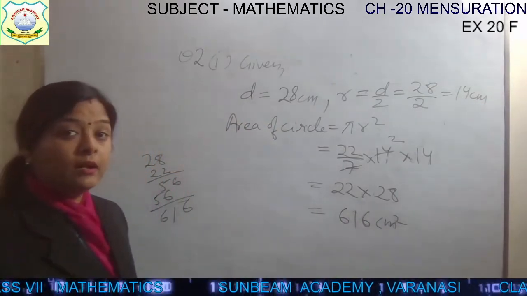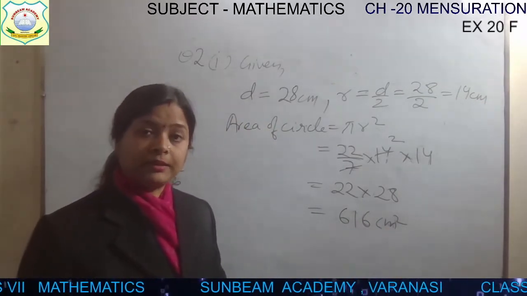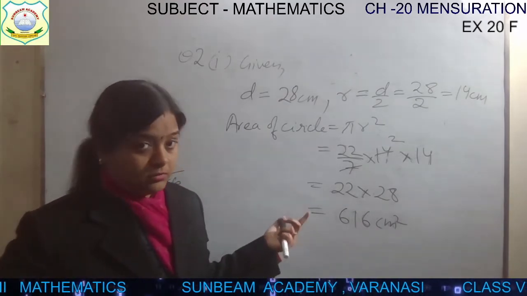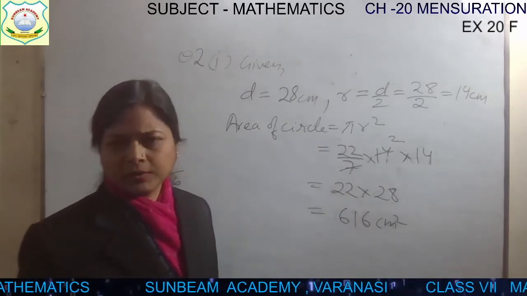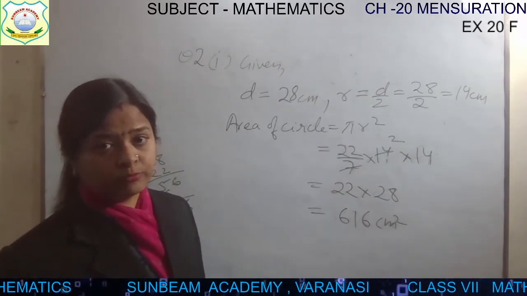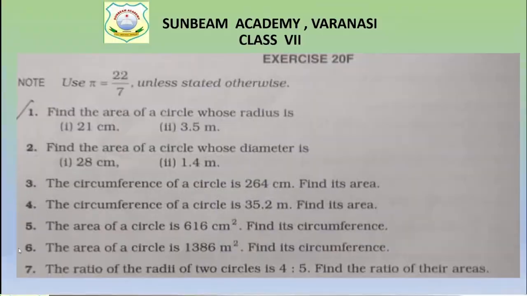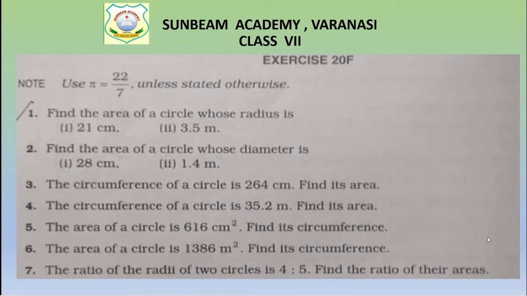This will be the answer: 616 centimeter square. So within a few seconds we have found the solution, isn't it? Because it's very easy, we only have to put the values in the formula. Now see the third question. Children, if you see questions number 3 and 4, both are equal, so I am going to solve question number 4.